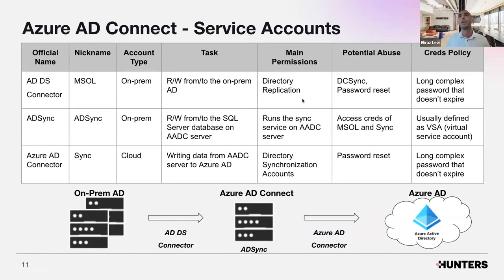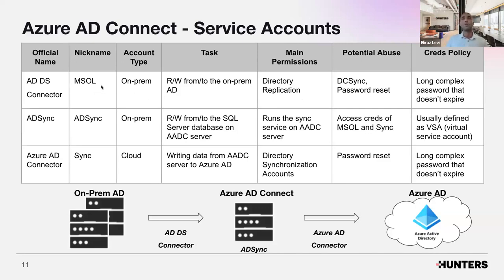For example, for the MSOL account, because of the permission it has, as we mentioned before, it can be abused to conduct a DC sync and by that to get control over the entire on-prem environment. And it also can be used to reset passwords for some accounts.